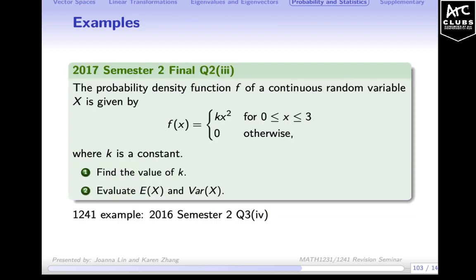Okay, so now we're looking at an example. This one was from the 1231 paper. Again, you should probably expect something like this to pop up on your exam. It's a very frequently asked question.